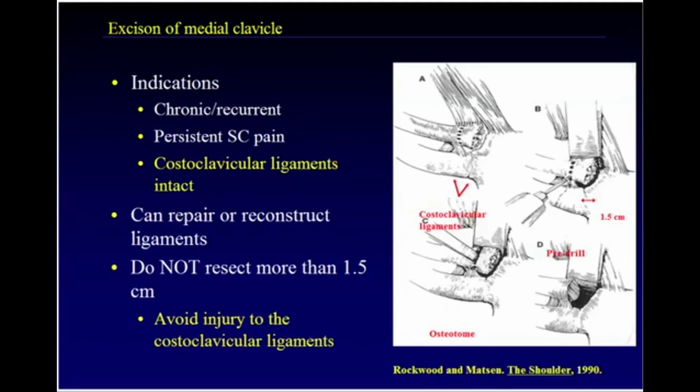So the excision must be performed medial to the costoclavicular ligaments, and it's recommended that you not excise more than 1.5 centimeters of the medial clavicle. If the costoclavicular ligaments are found to be disrupted at the time of surgery, then they should be repaired. So those are the important points to remember. Preserve the costoclavicular ligaments. Do not take more than 1.5 centimeters of the bone.